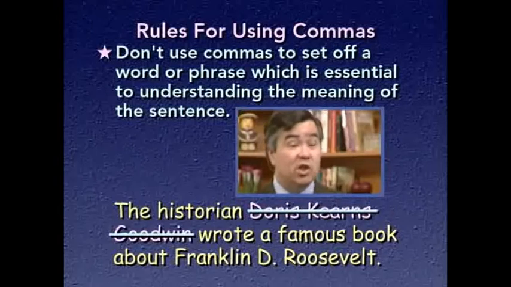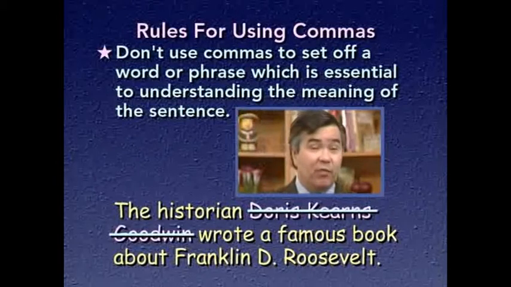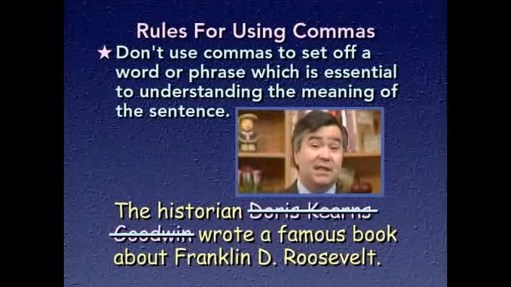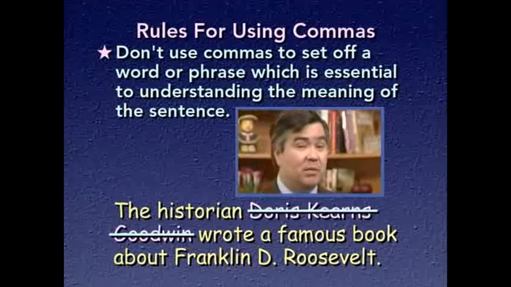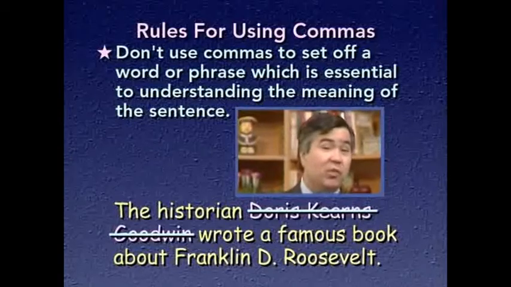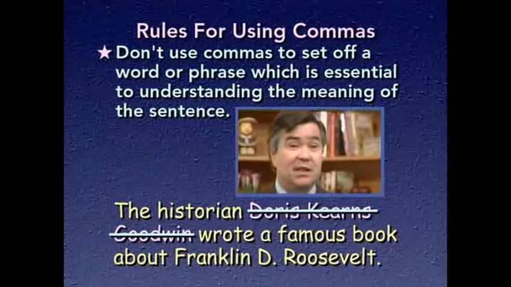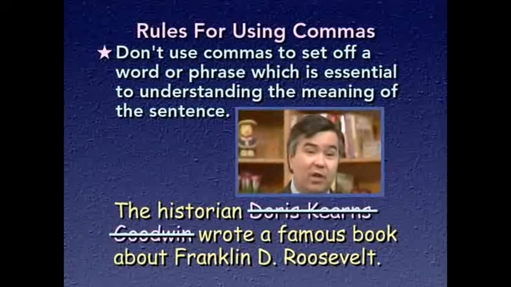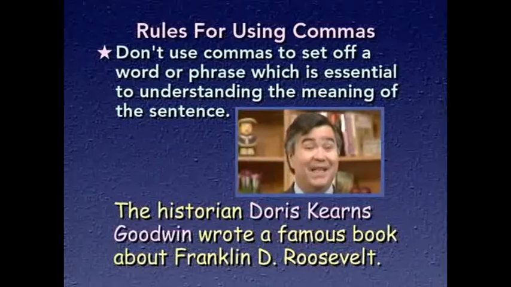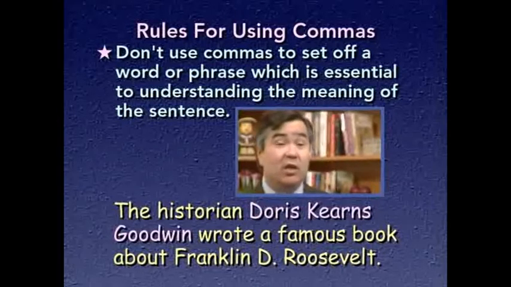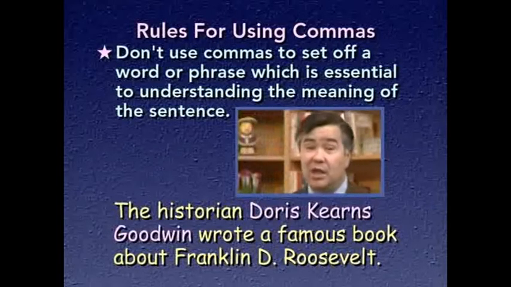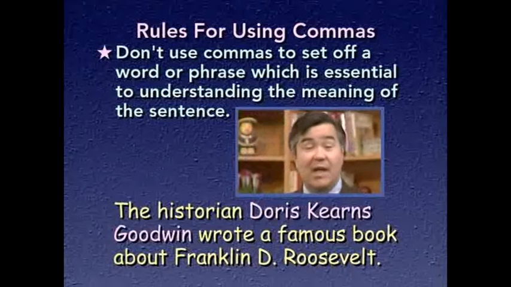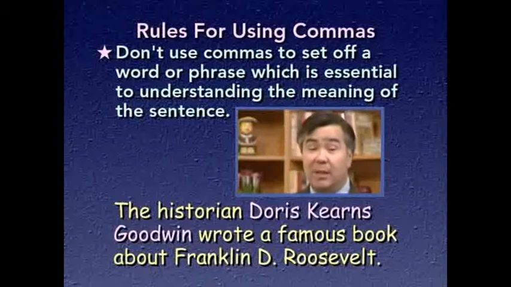Can we tell which historian is being talked about if we leave out the words Doris Kearns Goodwin? We really can't. Now the sentence is saying the historian wrote a famous book, but we don't know which historian, so we don't really understand what the sentence is saying. It's essential for us to understand the sentence to have those words Doris Kearns Goodwin in there. And therefore, we can't regard those words as a mere interruption. They are essential to the basic meaning of the sentence. We've got to leave them in there, and therefore we shouldn't surround them with commas.